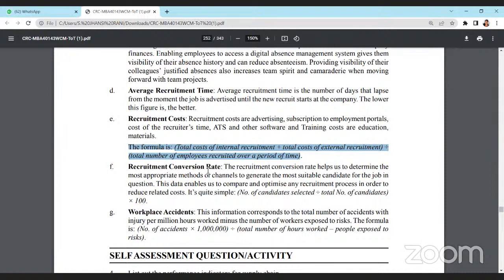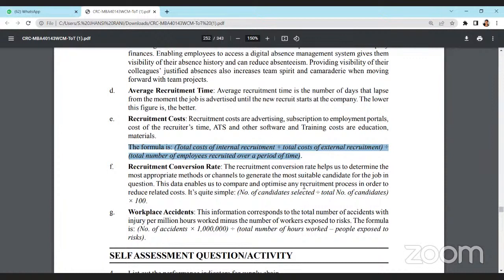And recruitment conversion rate. The recruitment conversion rate helps us to determine the most appropriate methods or channels to generate the most suitable candidate for the job in question, and also to know what the conversion rate is. We have the formula: number of candidates selected divided by total number of candidates, times 100.